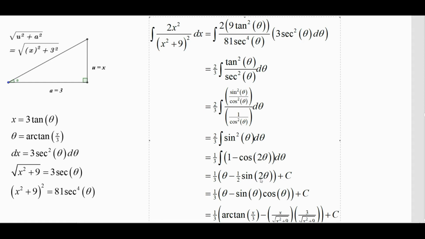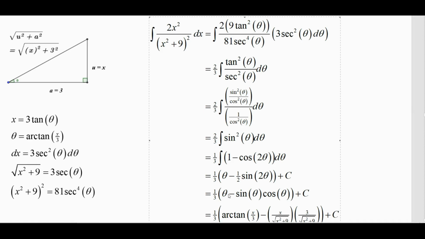Now, we need to figure out what sine of 2 theta is in terms of x. Well, the problem is we have our triangle here set up only with theta, not with 2 theta. So we have to apply some trig identities to change this sine 2 theta back into some trig functions of just theta alone. Then we can change it back to x's. So sine of 2 theta is 2 sine theta cosine theta. So sine theta cosine theta, the 2 times the 1/2 gives us a 1 there. Actually negative because of the subtraction there.